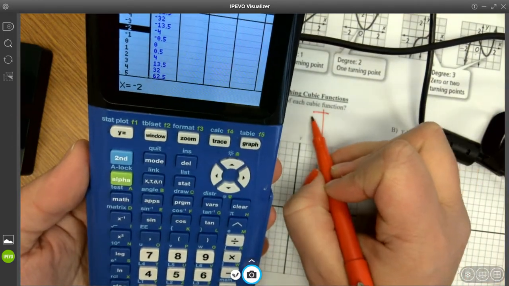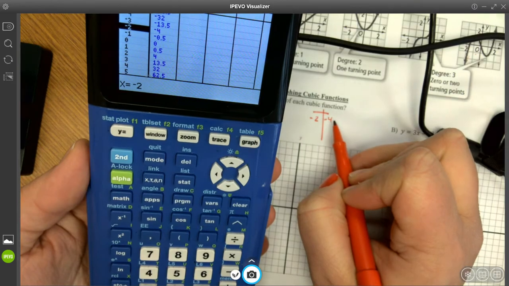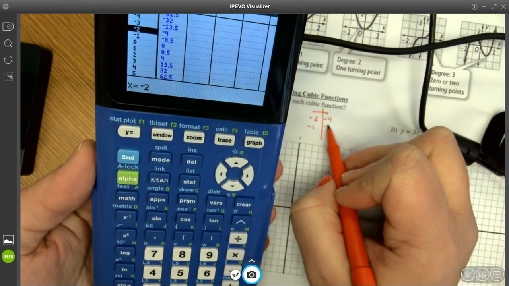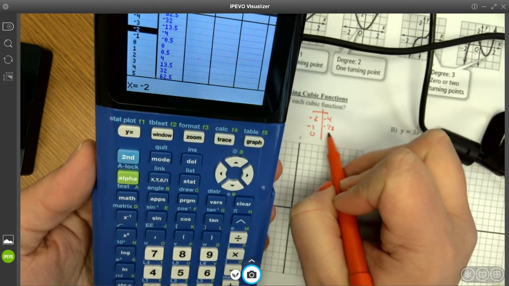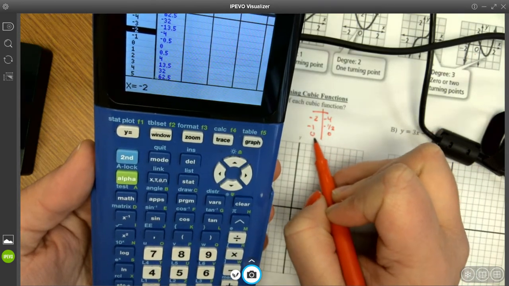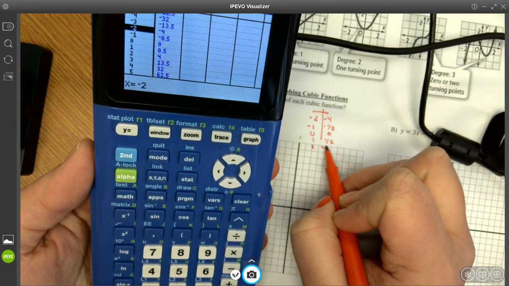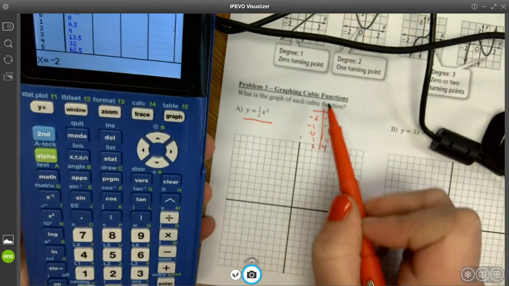So I'm going to write down -2, -4. For a cubic, you should have 5 points. -1, -1/2. We have 0, 0, 1, 1/2, and then 2, 4. And then remember, this is your x value.